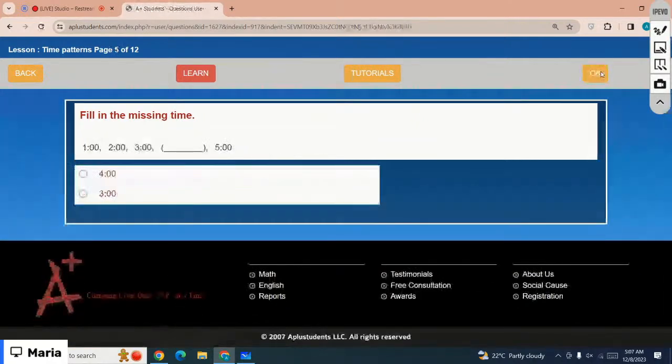Okay, fill in the missing time. Which value is missing? Yes, the time is increasing by 1 hour, right? So the missing value is 3 plus 1, which is 4. Yes, the correct option is 4.